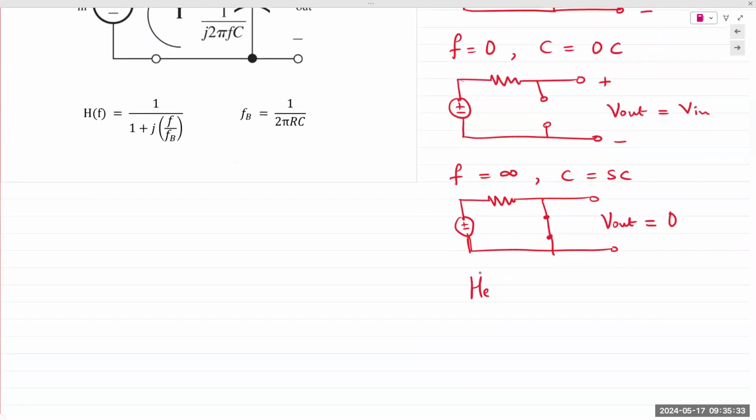Hence, the circuit is a low pass filter, LPF. That's the acronym we use in EE, LPF.